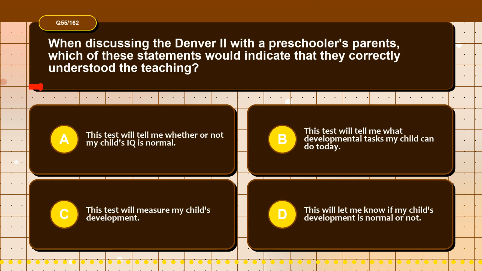Question 55. When discussing the Denver II with a preschooler's parents, which of these statements would indicate that they correctly understood the teaching? Here are the options. Option A: this test will tell me whether or not my child's IQ is normal. Option B: this test will tell me what developmental tasks my child can do today. Option C: this test will measure my child's development. Option D: this will let me know if my child's development is normal or not.